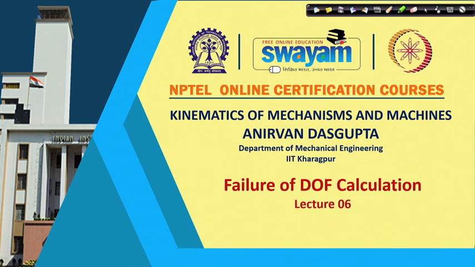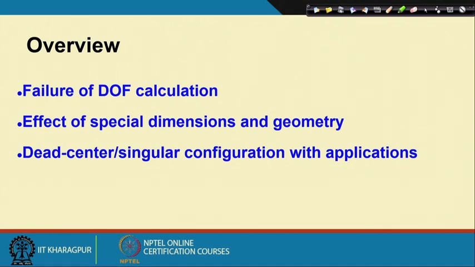In this lecture, we are going to take a relook at the degree of freedom calculation, and I will show you that the calculation that we have done for calculating the degree of freedom of a mechanism is not foolproof. There are examples where it does not work. Therefore, I call this the failure of degree of freedom calculation. I will show you how special dimensions and geometry can lead to failure of this calculation. Then I will touch upon the concept of dead center or singular configurations with some applications.